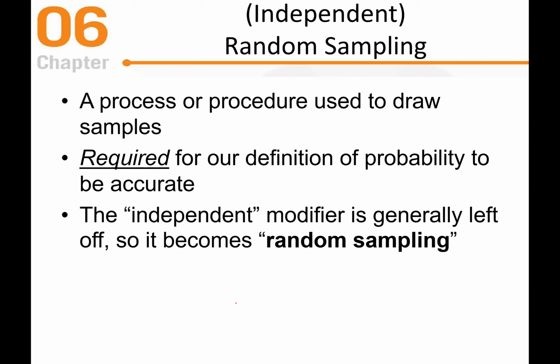So random sampling, again, is a process or procedure used to draw samples. The previous slide was a random sample. Now we're doing the actual action or the procedure called random sampling, and it is required for our definition of probability to be accurate. We would normally call it independent random sampling, but we normally just leave it out and just call it random sampling.